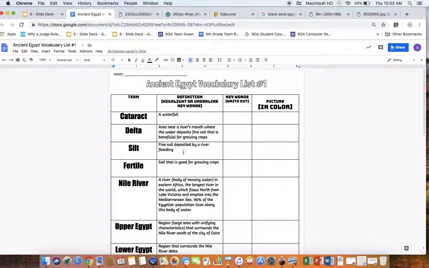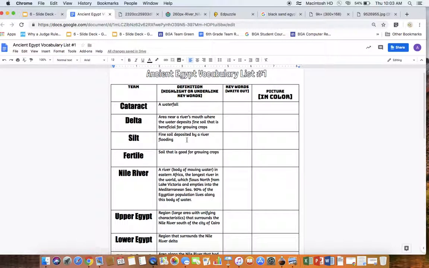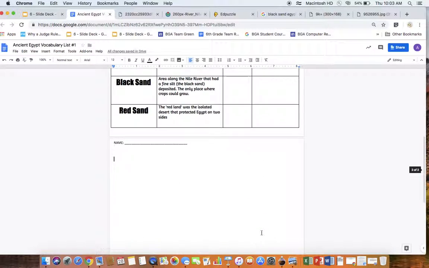Now, in terms of the keywords, for cataract, you're going to underline waterfall, and draw a little waterfall. You can pick more than one word. For delta, you might pick deposits, fine soil, growing. For silt, soil, deposit. What you'll do is write your keywords here and then draw your visuals.